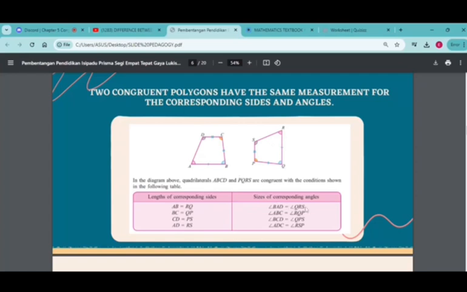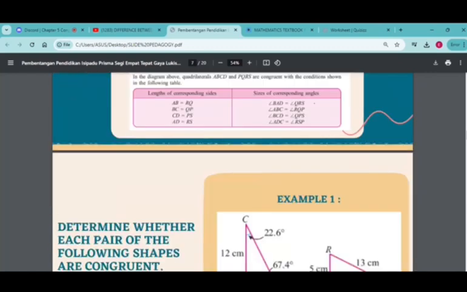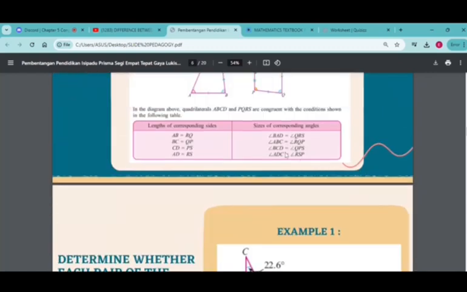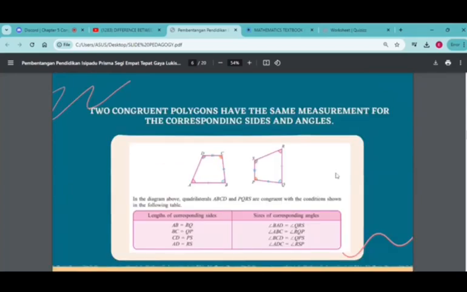For the size of corresponding angles, BAD is the same as QRS. Next, ABC same as RQP. The third, BCD same as QPS. The last one, ADC same as RSP. Same length and same size, and the two pictures I showed just now, the example.